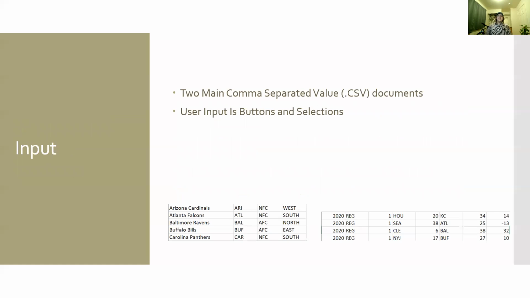So my input consists of two main comma separated values, or CSV, documents. The first one is here on the left. This one is all string input and is used to fill out my team data array. And then the second one here on the right is a variety of string, double, and integer values and is used to fill out my game data array.